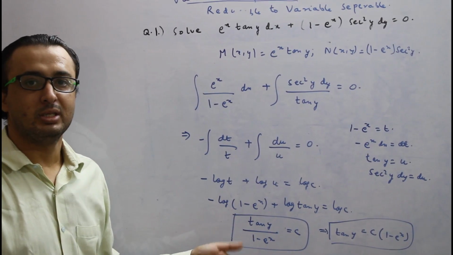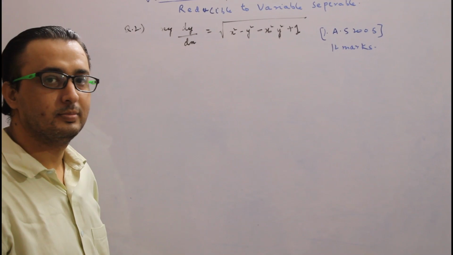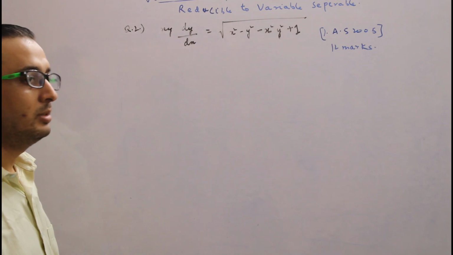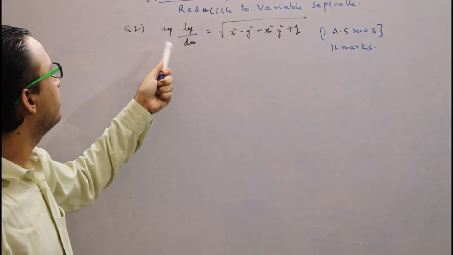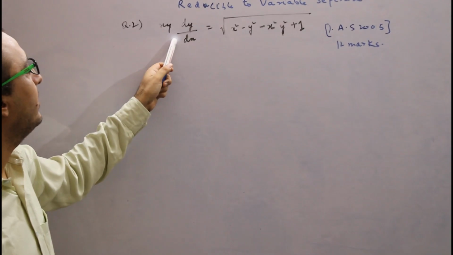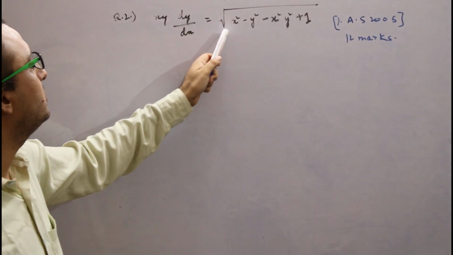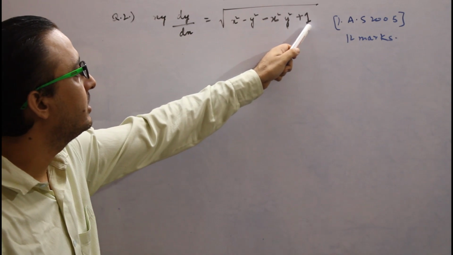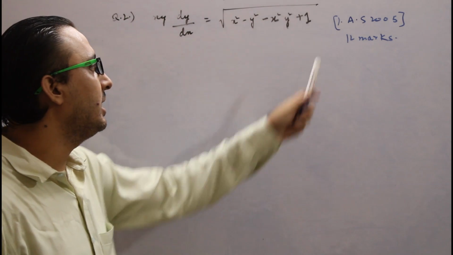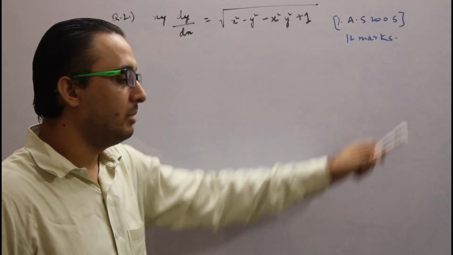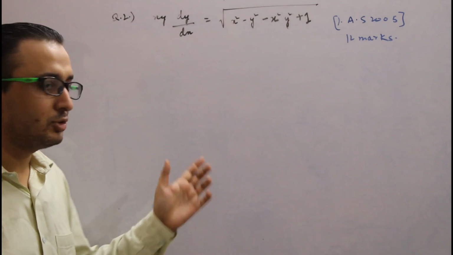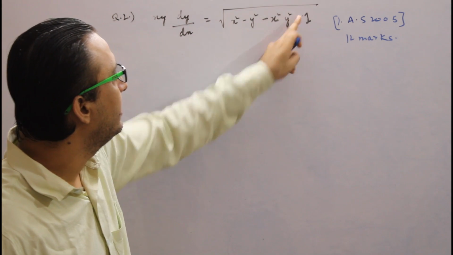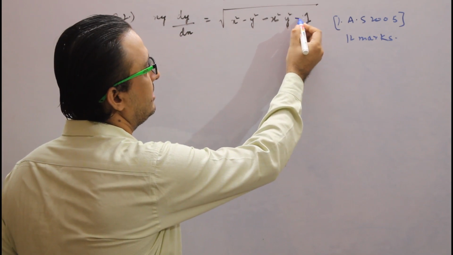Now I will take one question asked in the civil services examination. So now we are going to take the second question on variable separable. It is asking us to find and solve this: xy dy by dx is equal to under root x square minus y square minus of x square y square plus 1. And this question was asked in IAS 2005 for 12 marks. Before I start solving this question, I must tell you there was a printing mistake in the examination itself, and here in place of plus, it was minus.